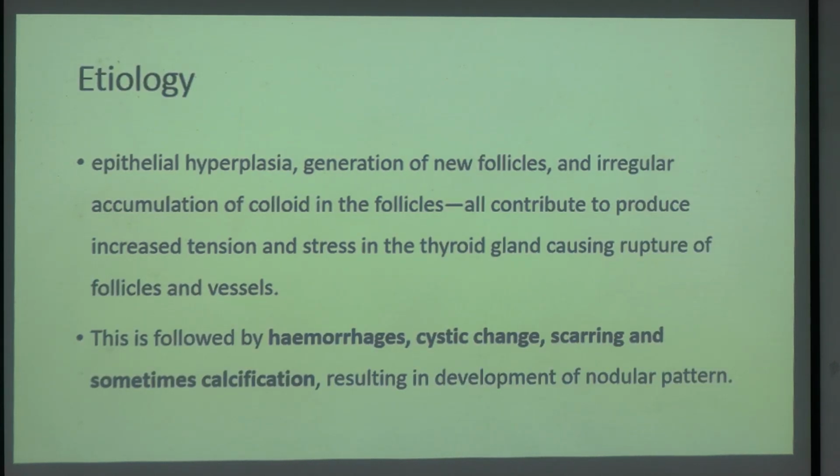Etiology: epithelial hyperplasia, generation of new follicles, and irregular accumulation of colloid in the follicles all contribute to increased tension and stress in the thyroid gland, causing rupture of follicles and vessels. This is followed by hemorrhages, cystic changes, scarring, and sometimes calcification, resulting in the development of a nodular pattern.